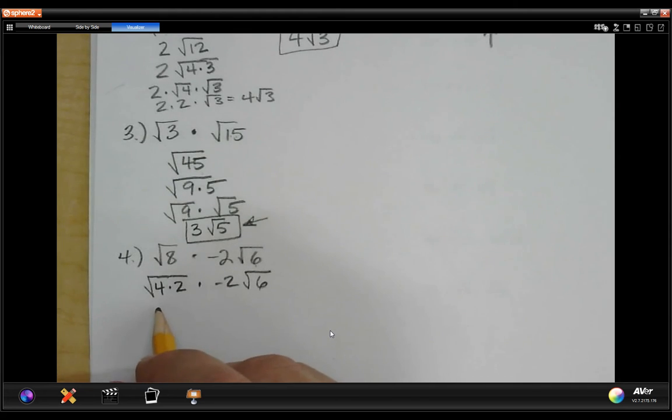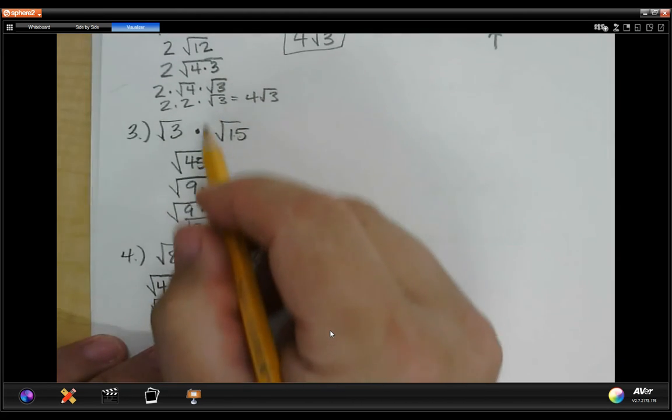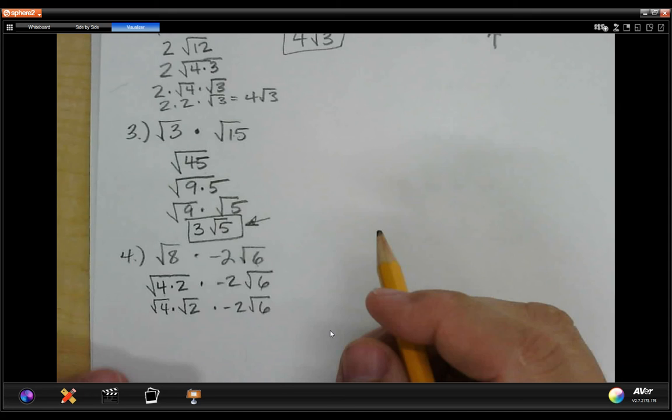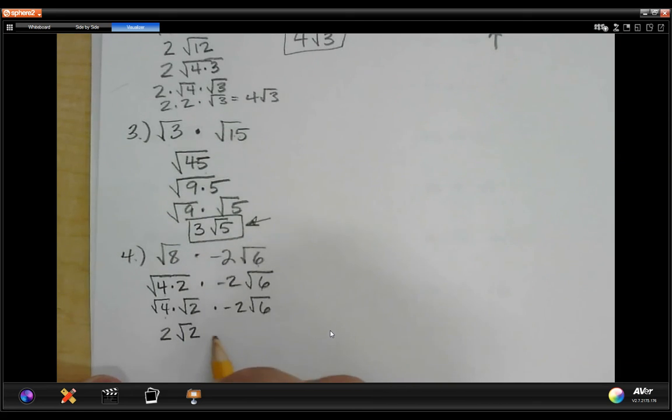We're just going to bring our other work down. Then here we've got the square root of 4 times the square root of 2. Again, I'm just rewriting these exactly like I did up here before, times negative 2 square root of 6. Now I could take the square root of 4, which is 2. So I really have 2 radical 2 times negative 2 square root of 6.